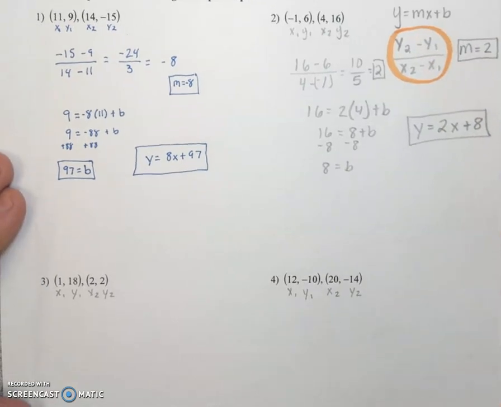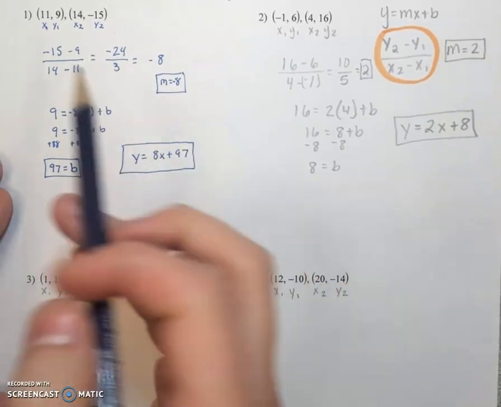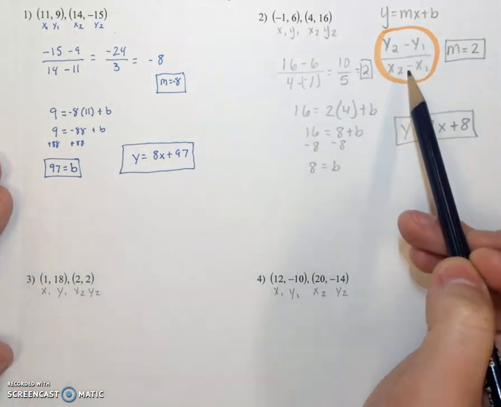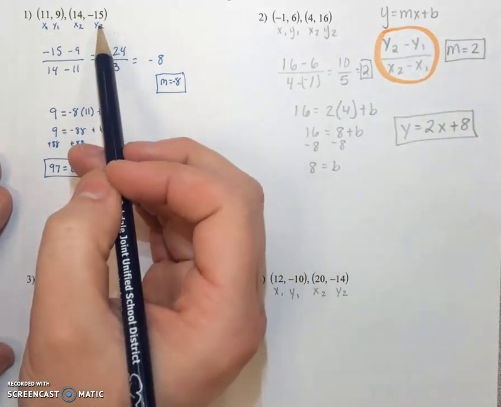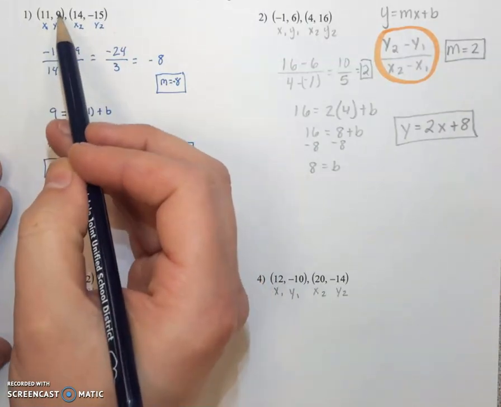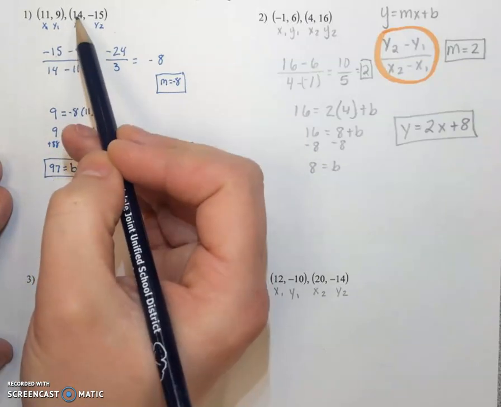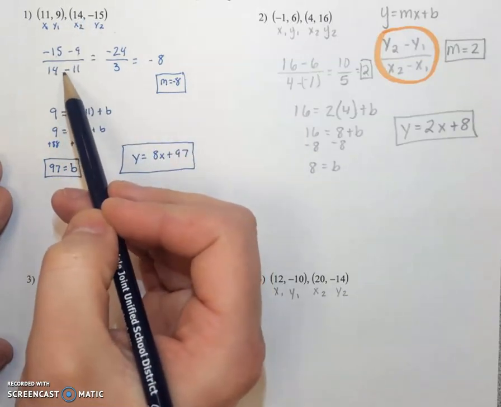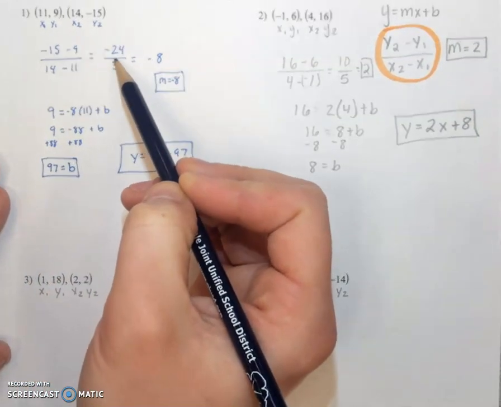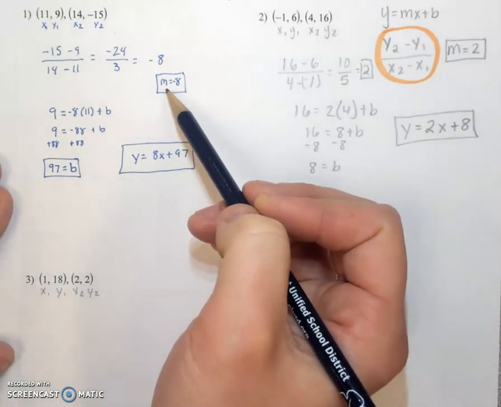Okay, so let's see if I can scoot this up and do number 3 and still give you enough room. Actually, I'm going to go through 1 and 2. So, again, the formula is y2 minus y1 over x2 minus x1. If you look, Mr. Lewis plugged y2 there, y1 there, over x2 here minus x1 there. He came up with negative 24 over 3, which simplifies to negative 8. So we know that our slope is negative 8.